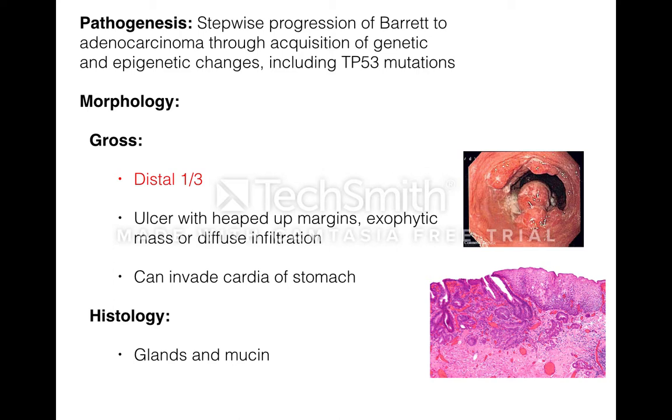Adenocarcinoma does occur in a stepwise progression of GERD to Barrett's to adenocarcinoma. This occurs via acquisition of both genetic and epigenetic changes, including TP53 mutations.